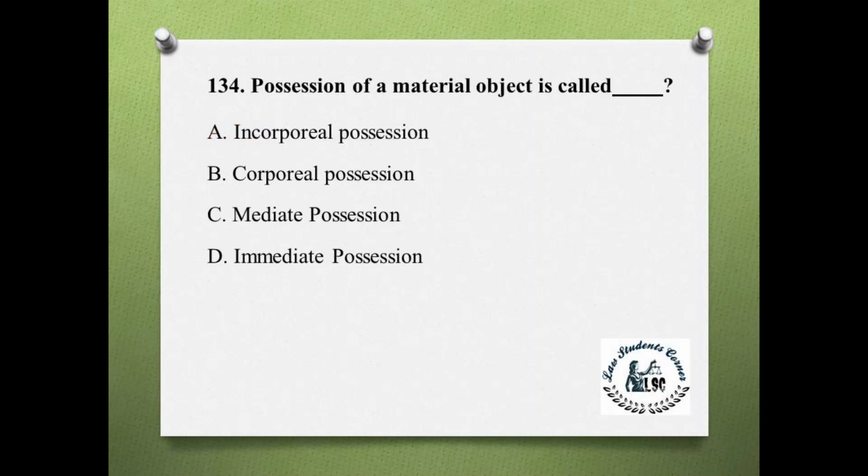Question number 134. Possession of a material object is called dash. Option A, incorporeal possession. Option B, corporeal possession. Option C, mediate possession. Option D, immediate possession. Correct answer is option B, corporeal possession.